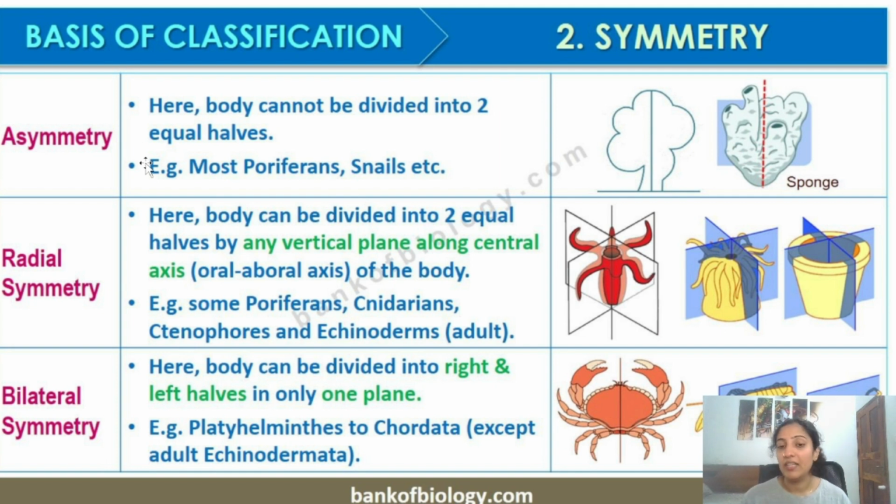And then we'll see the radial symmetry. Radial symmetry is one in which, however you try to cut the organism under different vertical planes, it will give you two equal halves.